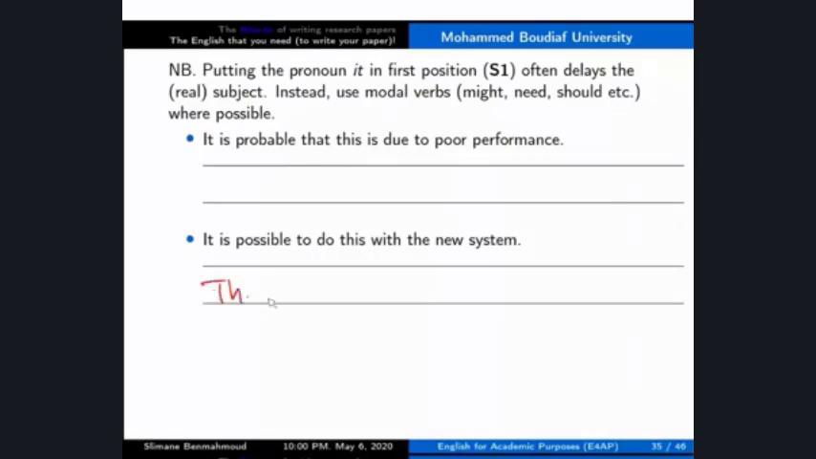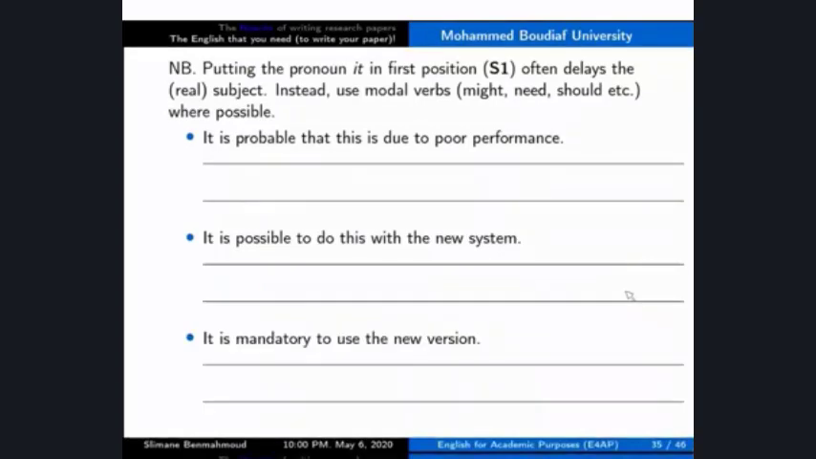We can say this can be done with the new system. Another example, it is mandatory to use the new version. We can write it this way, the new version must be used. Well, so this is the subject.